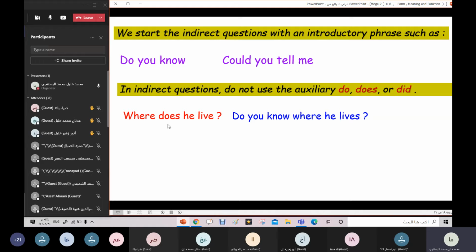What did we do here? We remove does and put s with the verb. Where does he live? Do you know where he lives? If you want to make the indirect questions. So this is a direct question, this is an indirect question. Look at the second. Who can do it? Adnan?